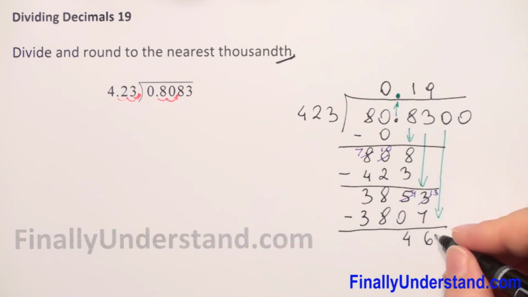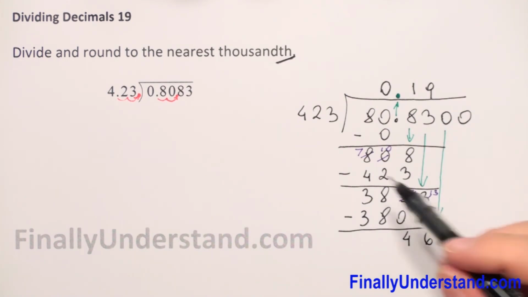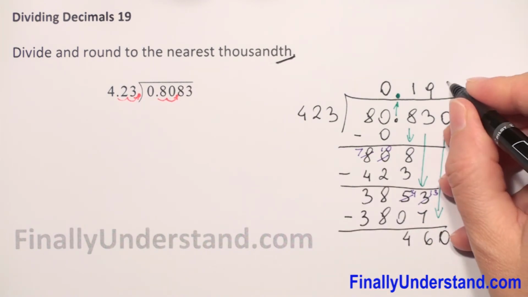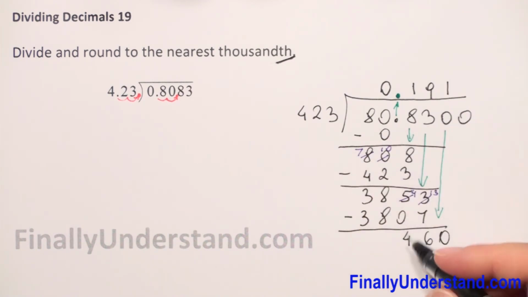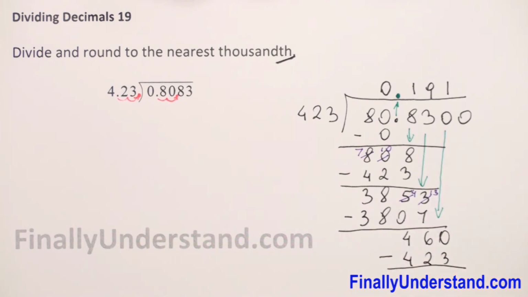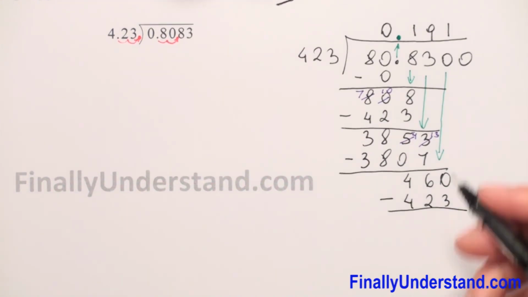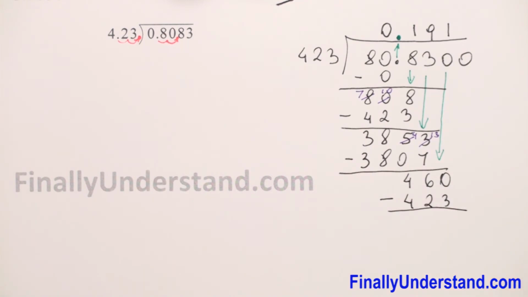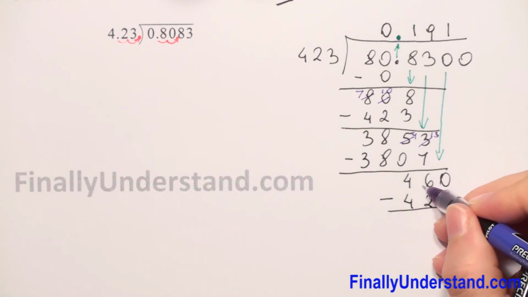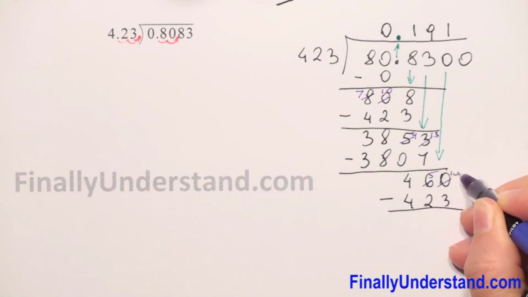So we have 460 divided by 423. It will be 1. 1 times 423 is 423. Again, subtraction. 0 minus 3, so we need to borrow 1 from 6, so it will be 5. At the end we will have 10.